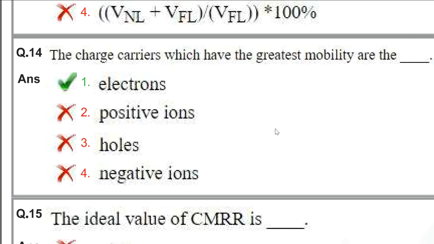Next one, the charge carriers which have greatest mobility are electrons only. So, standard question. Greatest mobility are electrons only.